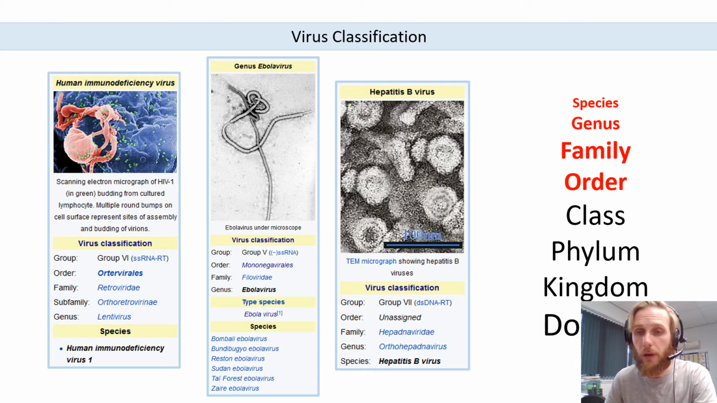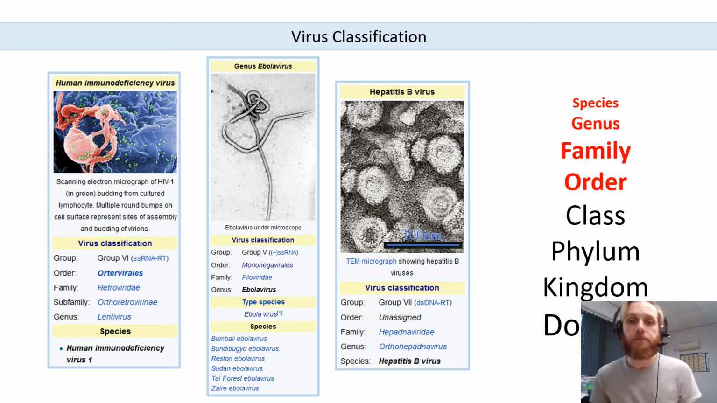Same for Ebola virus. So we have the different species of Ebola virus here. We also have the genus and the family. Then we have the order. Then we have no class, no phylum, no kingdom, no domain. Again, because we just don't know that information. We're just not able to classify viruses at that level yet. Or I shouldn't say yet, we're just not able to.